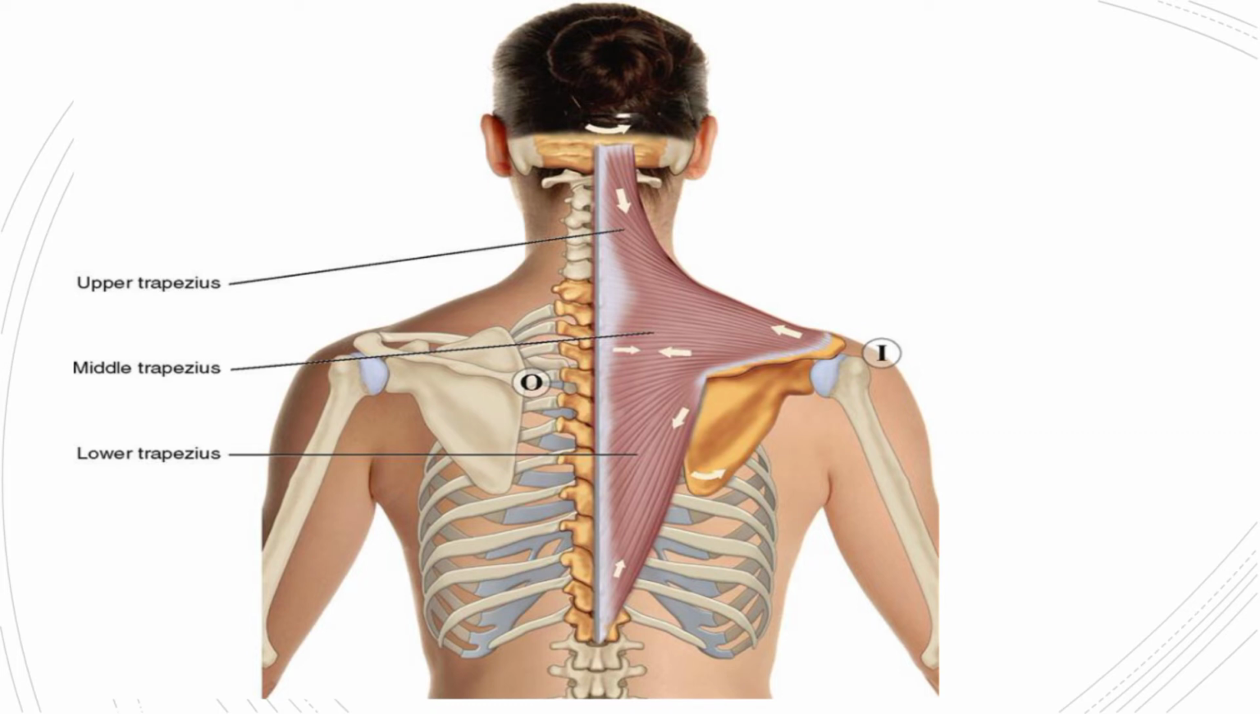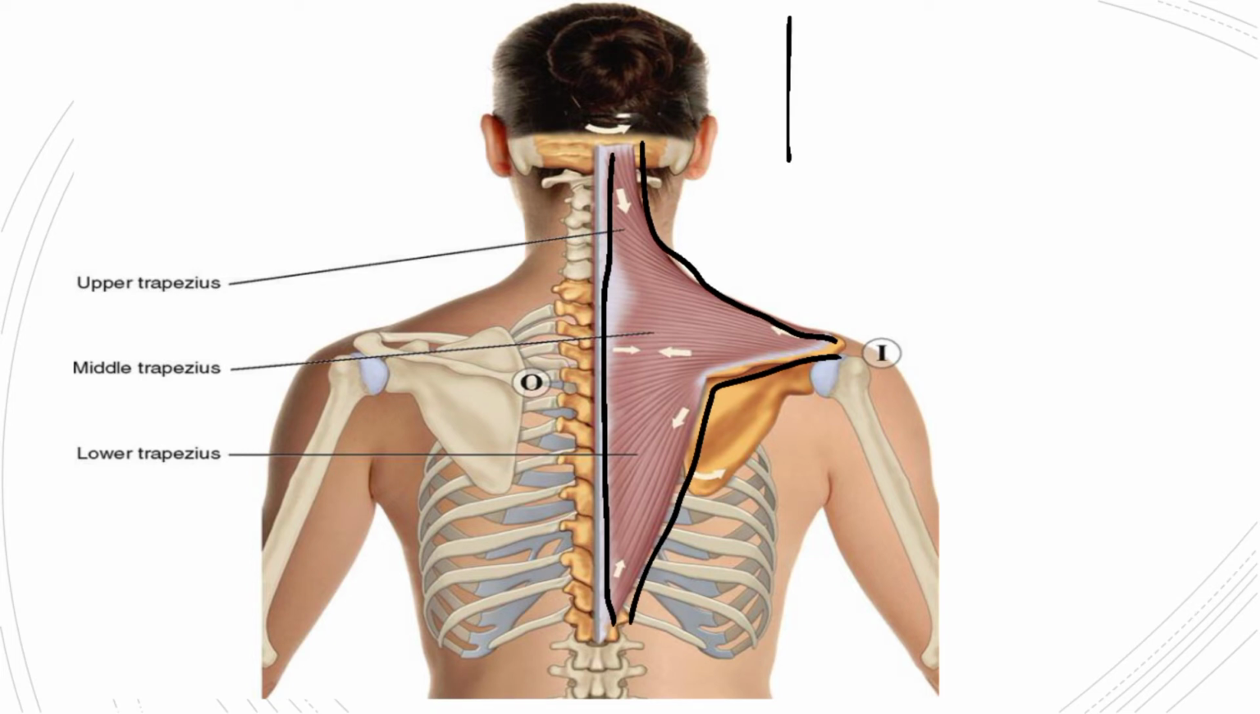Okay, so this is the trapezius muscle. It's a much larger muscle than what we have explained since. It looks like this. Yes, so this is how it is. Yes, so it has 3 fibers: the upper fiber, the middle fiber, and the lower fiber.